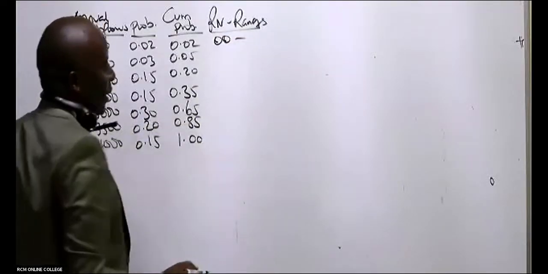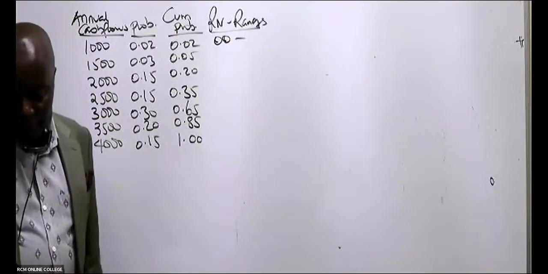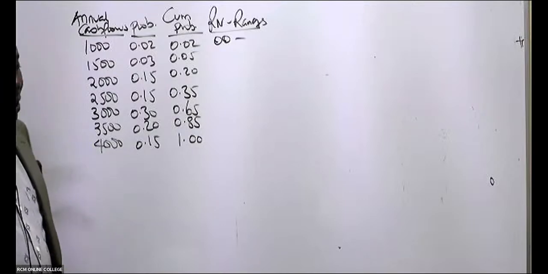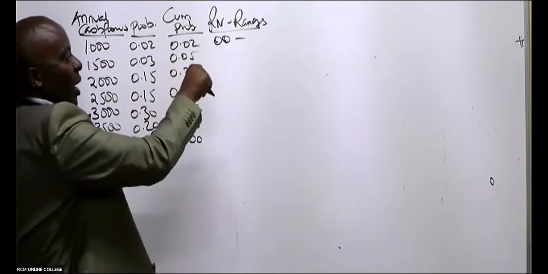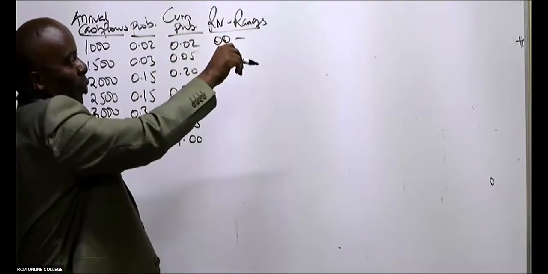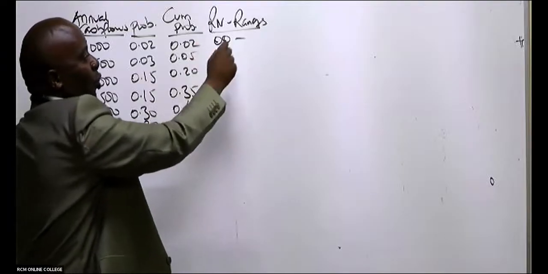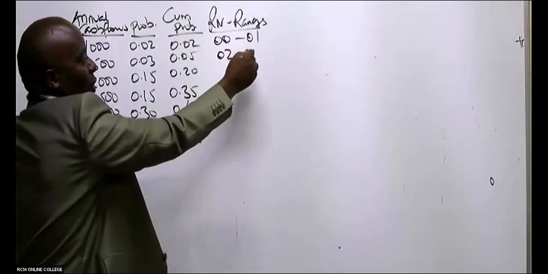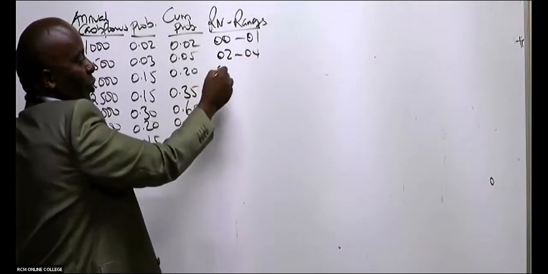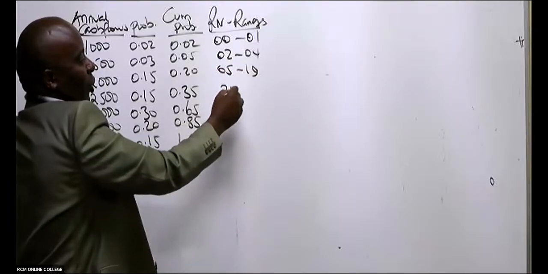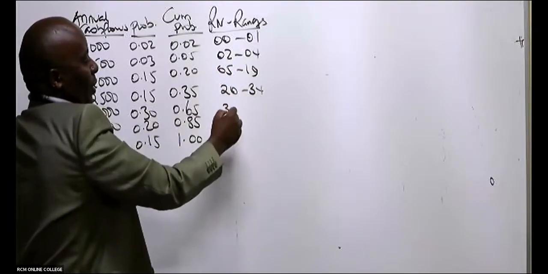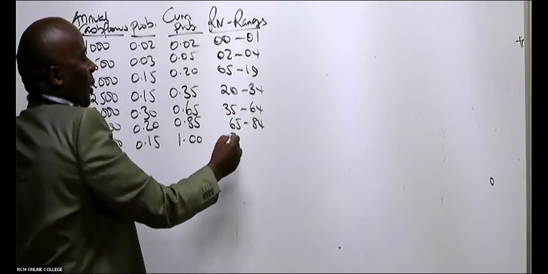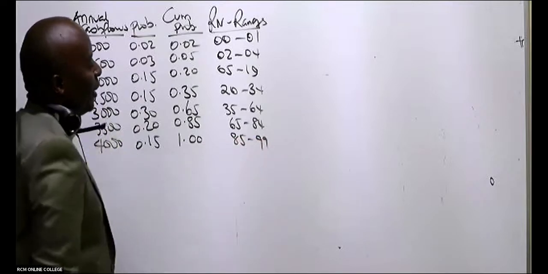00 to what here? Somebody please tell me the first class. 00 to 01. Thank you so much, Margaret. You must be a very good student. So I can't just write 1, and I can't write 10, for them to be 2 digits. So it is 00 to 01, isn't it? The next class will be 02 to 04. Then we have 05 to 19, 20 to 34, 35 to 64, 65 to 84, 85 to 99, like that.